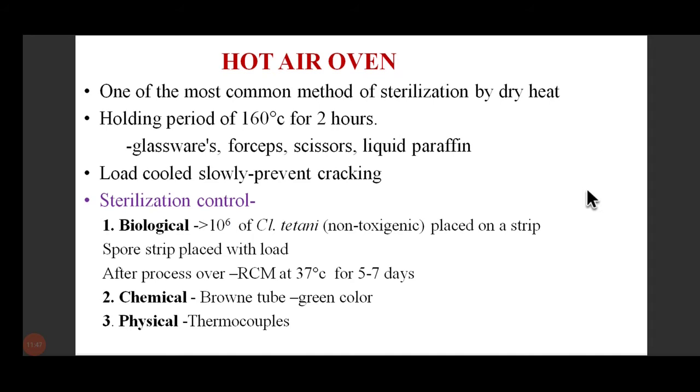The second indicator is a chemical indicator. It is a brown tube which turns into green color if it's a positive test. And the third, physical indicator which we are using is a thermocouple, which is a temperature sensitive instrument which changes according to the temperature.